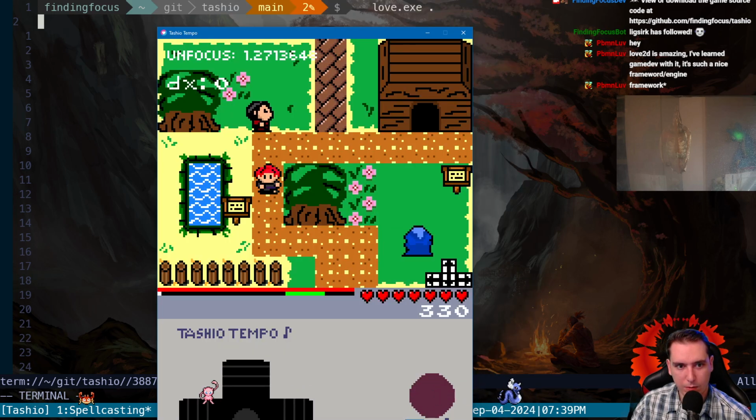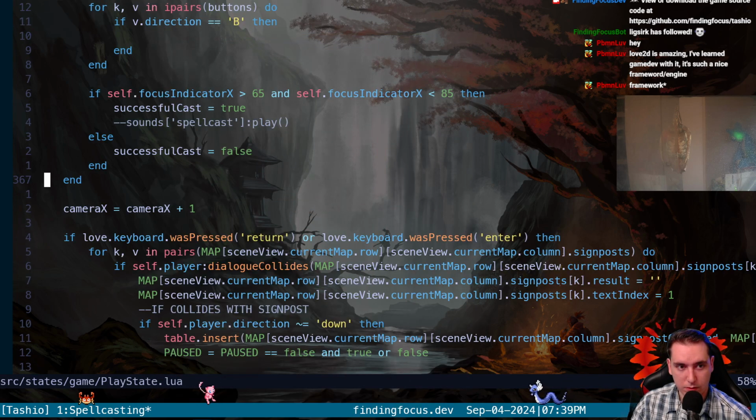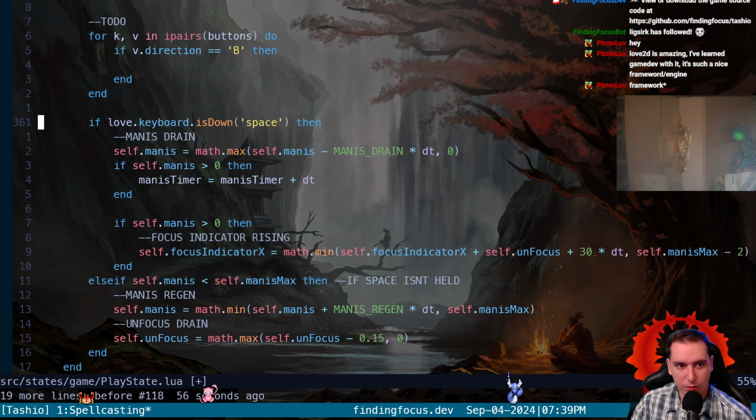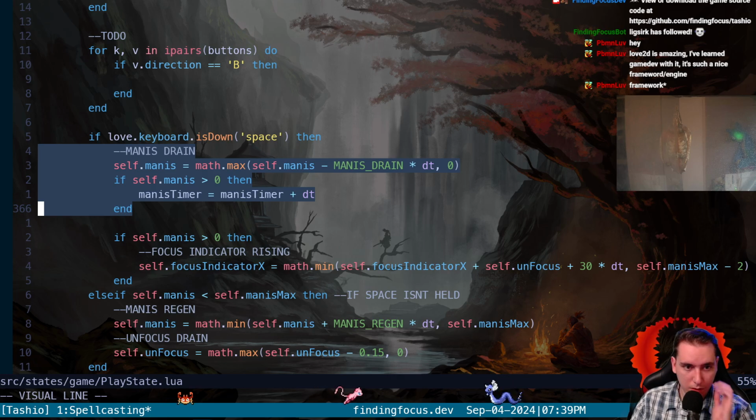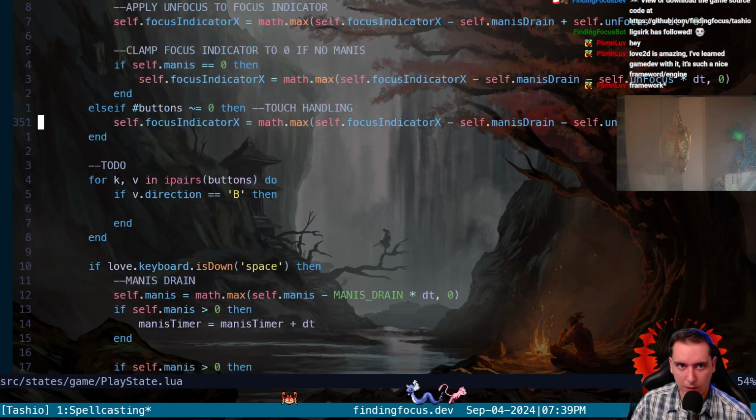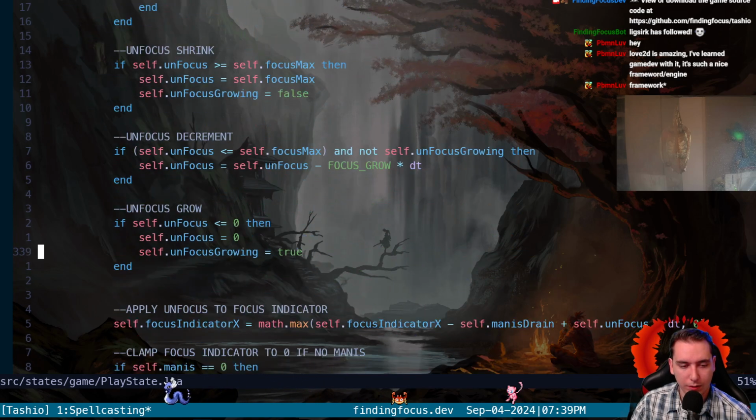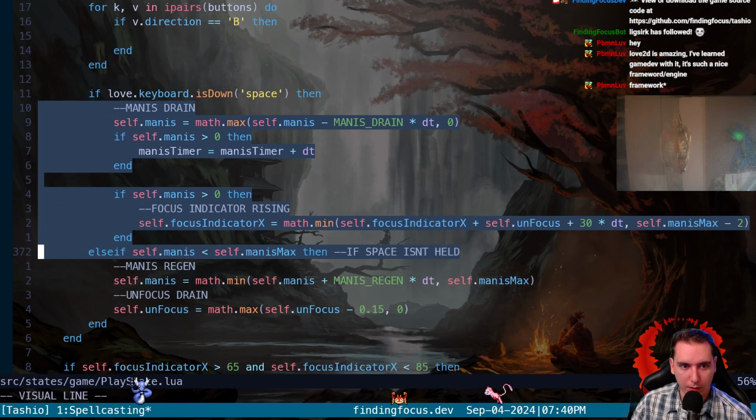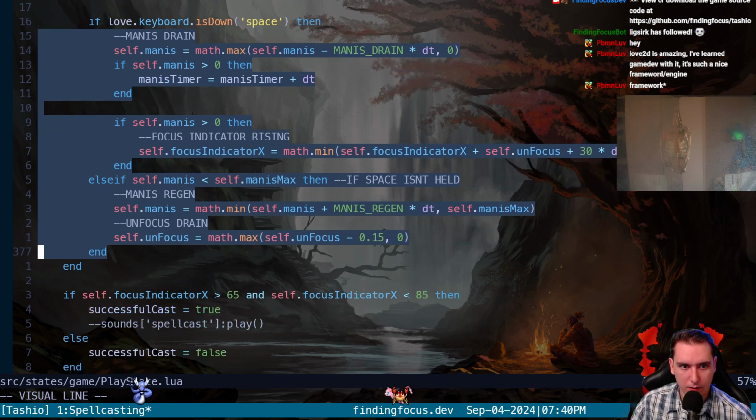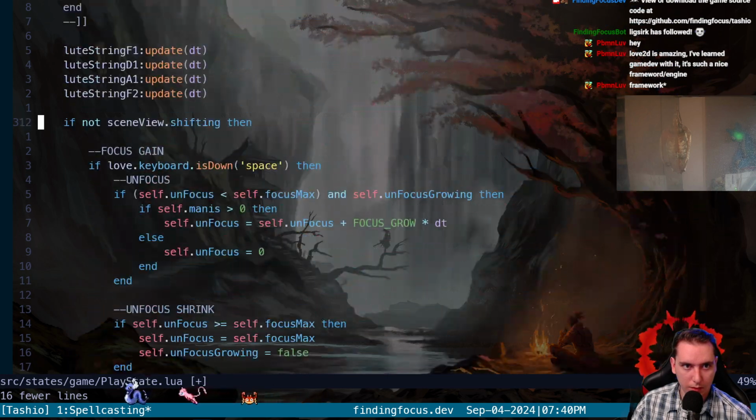Okay. Well, now our indicator X is not moving at all, and our unfocus is all jacked up. So it looks like it wasn't a total... Yo, why do we have this? Monostrain. Focus indicator rising. We have that already. Don't we have... Oh, okay. We don't have it. Let's add it to the same block though. So we do need monostrain. Okay. So we'll put this over here.